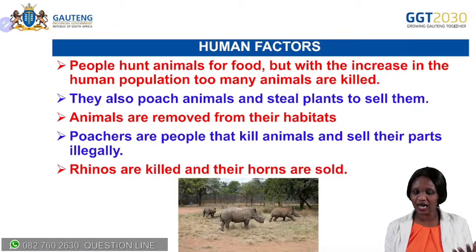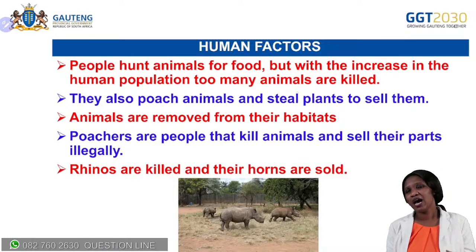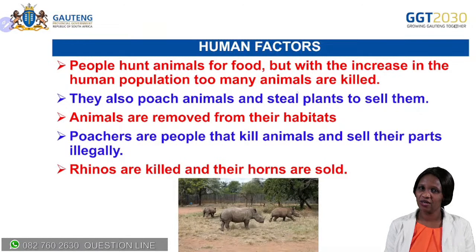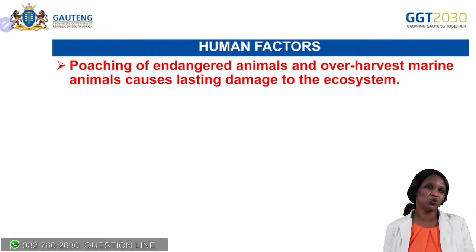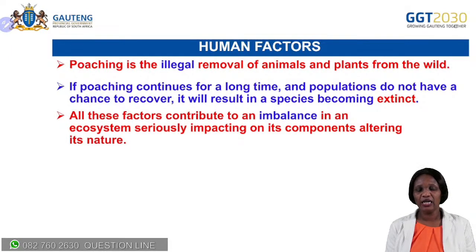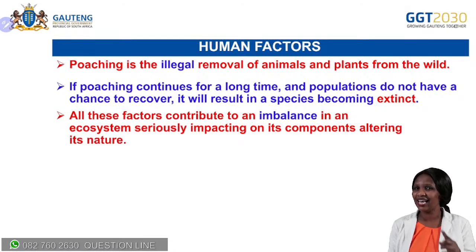And then poachers are also killing. They are illegally wiping out animals. And then the rhinos are being killed for their horns. This is a cause for concern. And then poaching of endangered animals and overharvesting of marine life is lasting damage to the ecosystem. Okay. People are busy killing rhinos. People are busy fishing, overfishing, which is not good. Okay. And then poaching is illegal. All these factors contribute to an imbalance in an ecosystem.